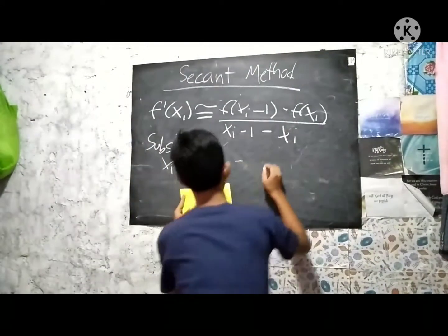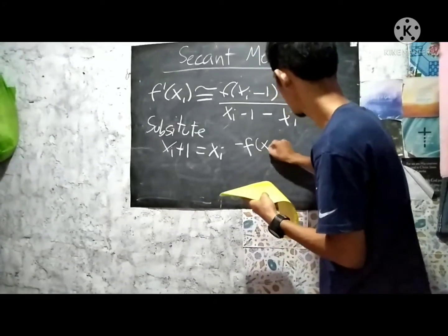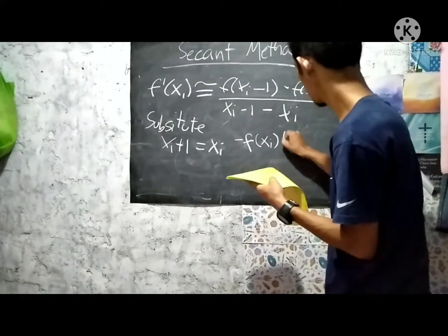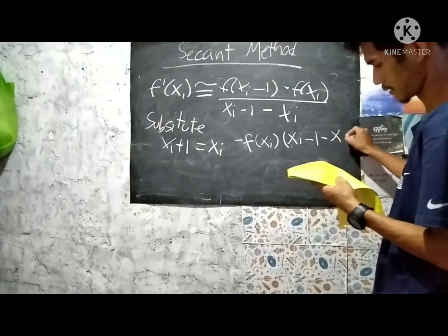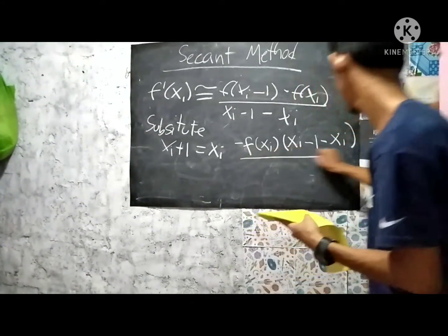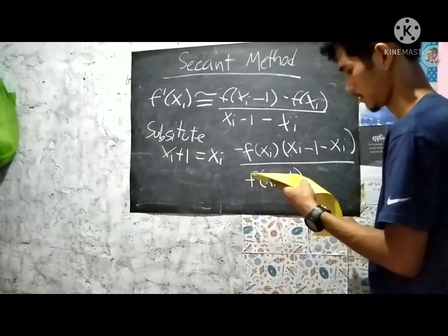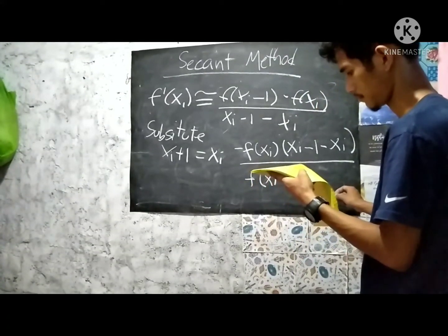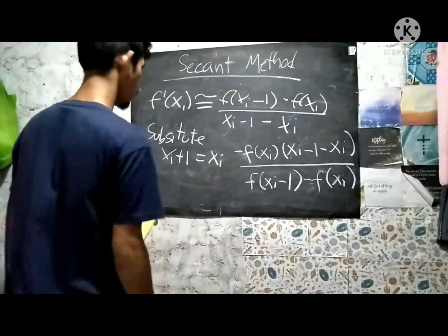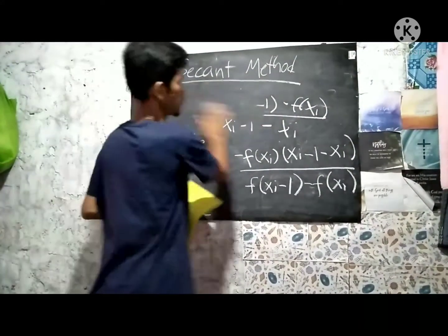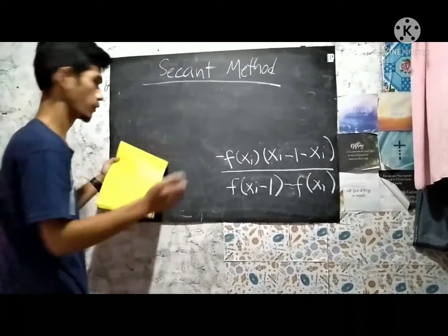Now, negative f of x sub i times x sub i minus 1 minus x sub i over f of x sub i minus 1 minus f of x sub i. Okay, let's erase this first. This is the formula of the second method.